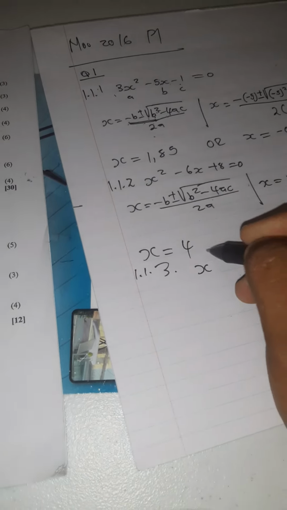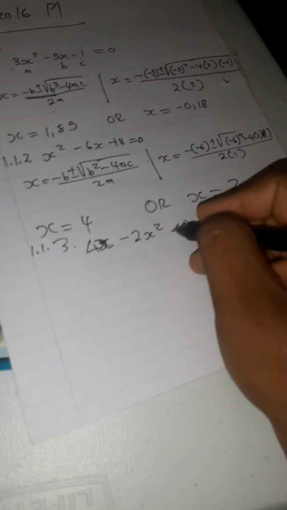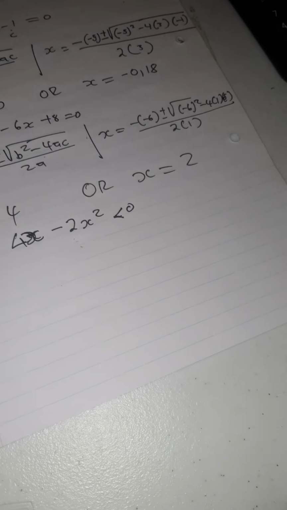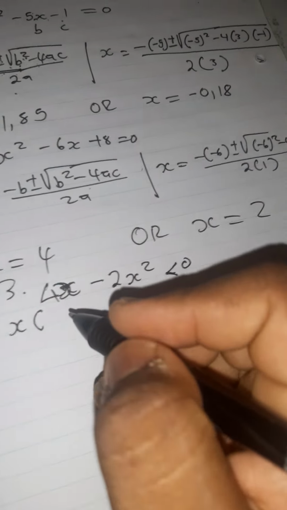1.1.3: x squared plus 4x minus 2x squared less than 0. This is an inequality question. Since this is an inequality question, we have to solve it in a different way. You understand? So now let's find what's common. What is common there? Well, I can say what's common is x.